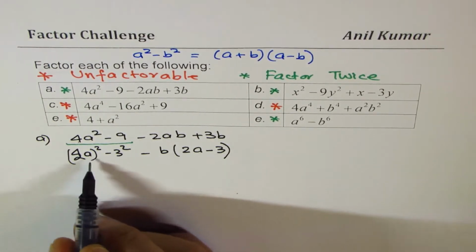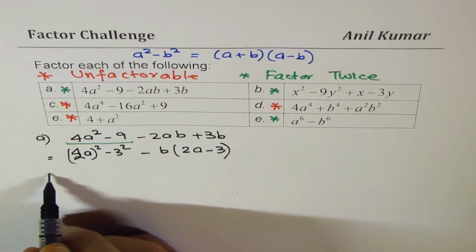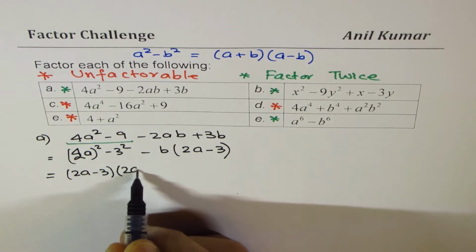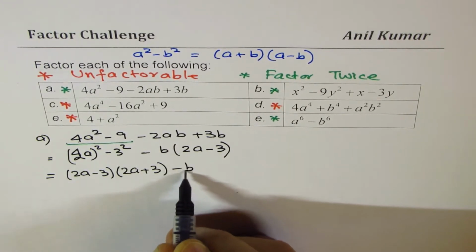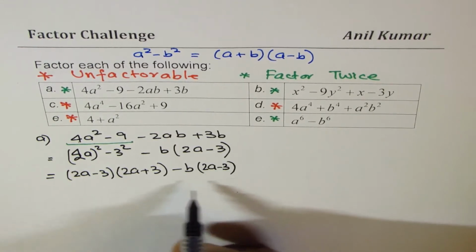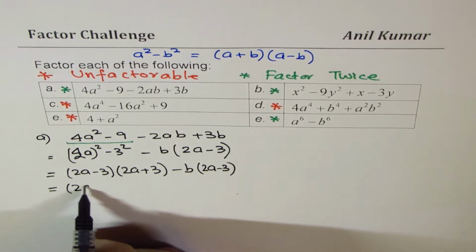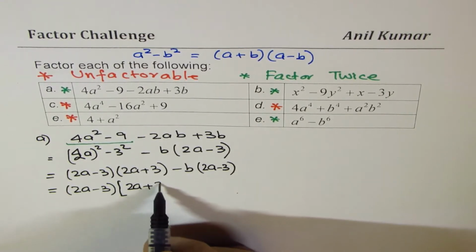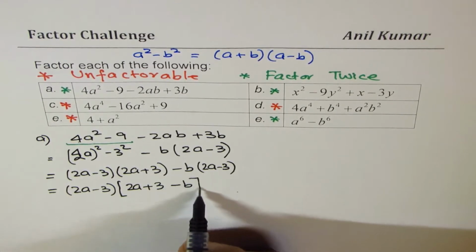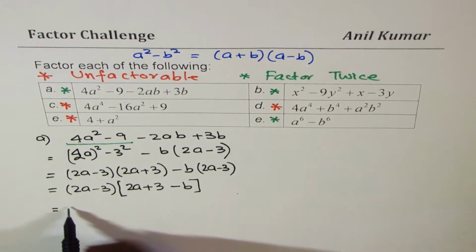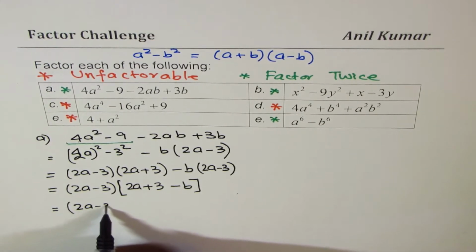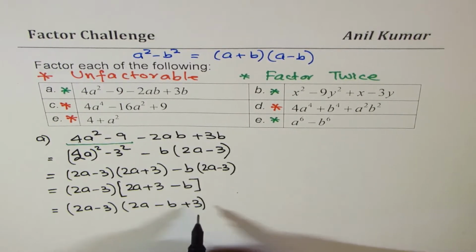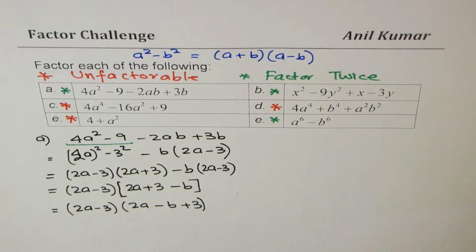Now here you see 2a minus 3 factor. So you could write this as 2a minus 3 times 2a plus 3 minus b times 2a minus 3. Now 2a minus 3 is a common factor in both the terms. We get 2a plus 3 from the first and minus b from the second. So you could always rearrange this and write this as 2a minus 3 times 2a minus b plus 3. Okay? So that is how you can factor A.